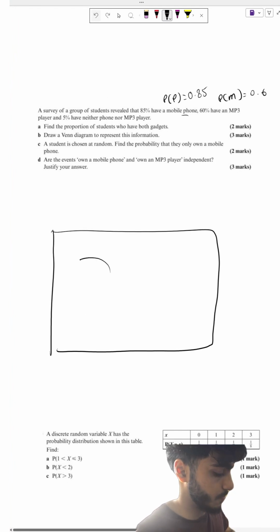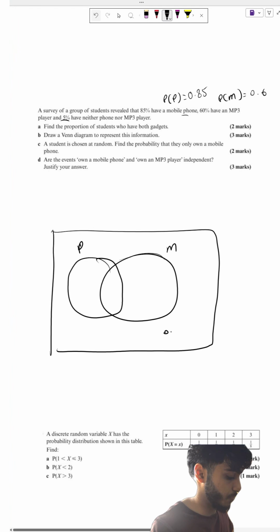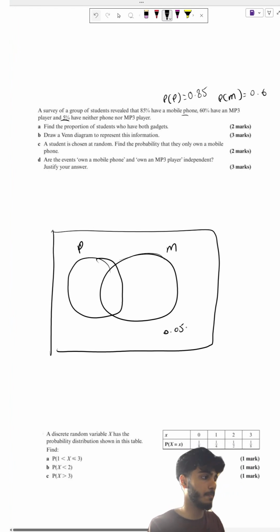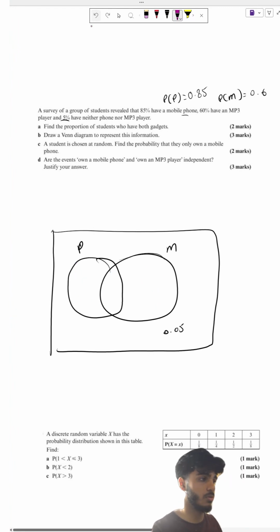That's a terrible circle. 1, 2. That's P and that's M. Now, my outside is the probability that none of them have it, which is 0.05. Okay? Now my inside within the two circles is going to be how much? It's going to be 0.95, right?